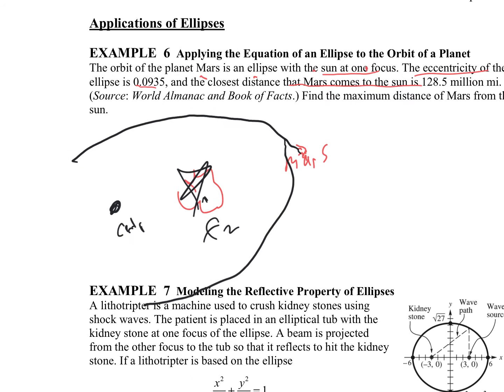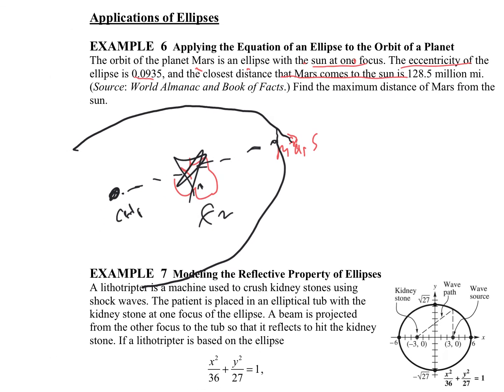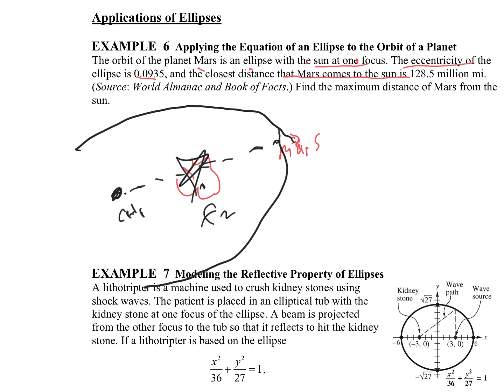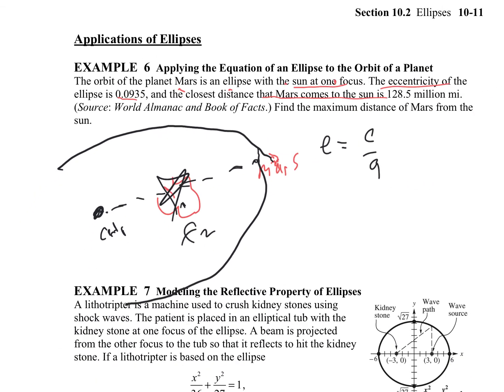We want to know the maximum distance from Mars to the sun. We're trying to calculate that distance here. We'll call it A. Eccentricity is C over A. He gave me the eccentricity, 0.0935. So 0.0935 equals the eccentricity, and C is the distance from the sun to the center of the orbit.